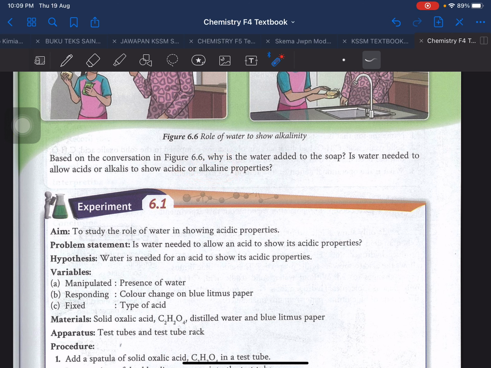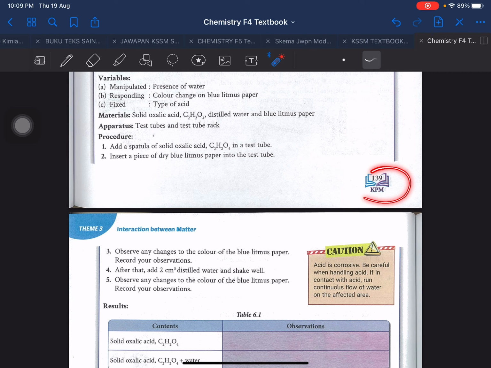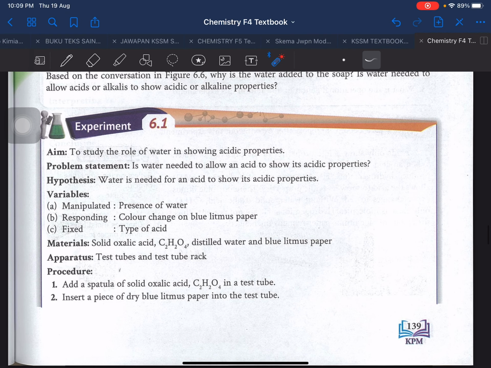Okey, jawapannya memang perlulah. So, untuk memahami kenapa air ini perlu, okey, kita mesti memahami this experiment 6.1. This one is in your textbook, page 131. After you listen to this video, you need to copy this lab report and you need to do the lab report as well. Okay. Now, the aim for this experiment is to study the role of water in showing acidic properties. Apa peranan air dalam menunjukkan sifat-sifat asid?